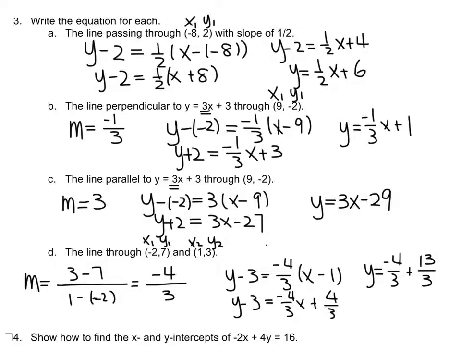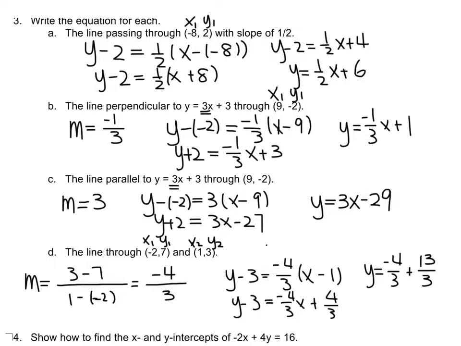Letter D. The line through -2, 7, and 1, 3. We're given 2 points. How do I find the slope? So the slope definition, again, is the difference in your y over the difference in your x. So take the second number from each pair, subtract, then divide by the difference of the first numbers from each pair. 3 minus 7 over 1 minus -2. So the slope is going to be -4 over 3.